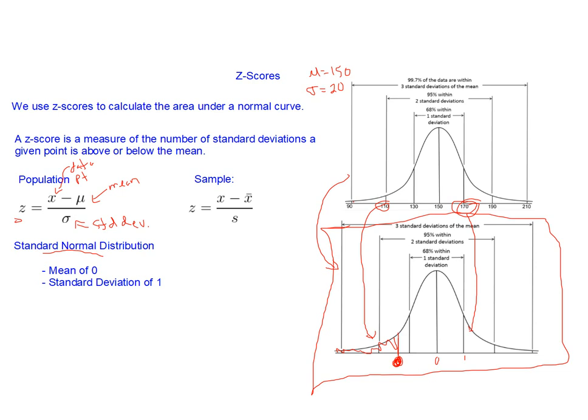Now there are 2 formulas for Z-scores. There's one for a population and one for a sample, and you can see that those 2 formulas are very similar. The only difference is that the sample Z-score uses the sample mean, X bar, just a reminder, that's the sample mean, and S is the sample standard deviation.